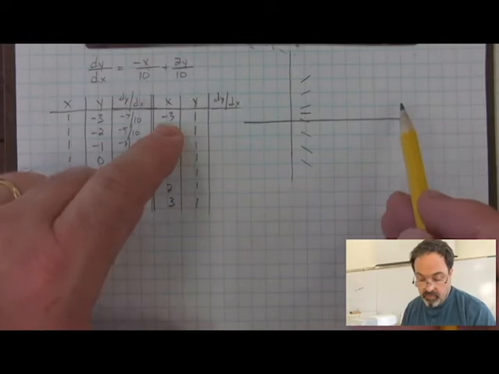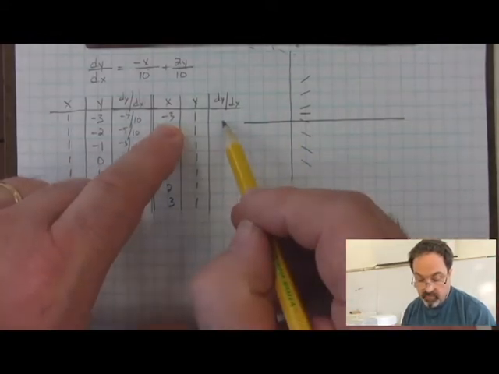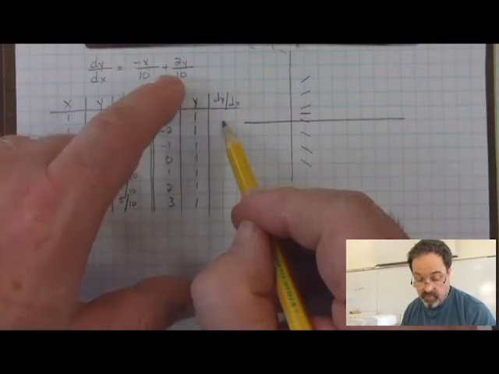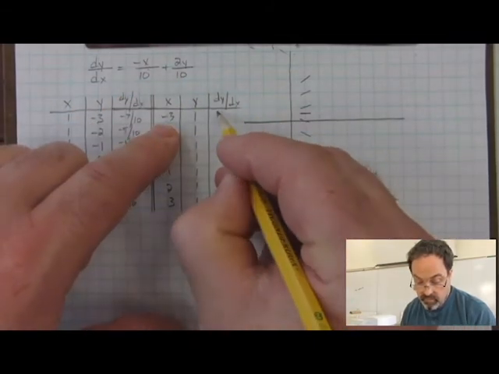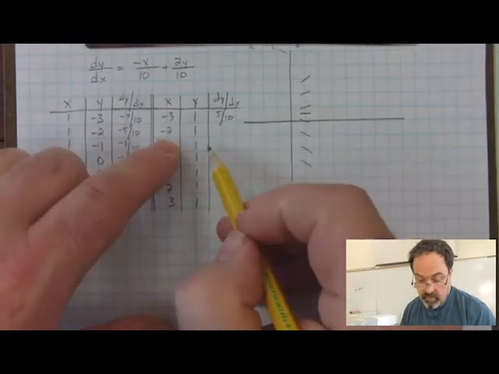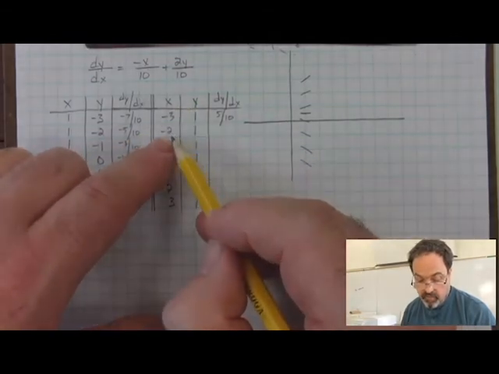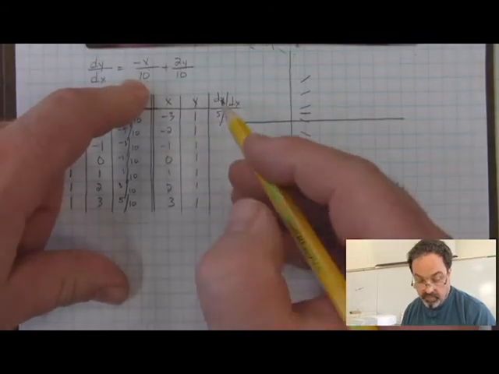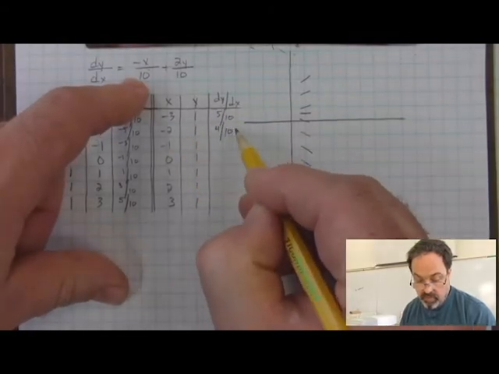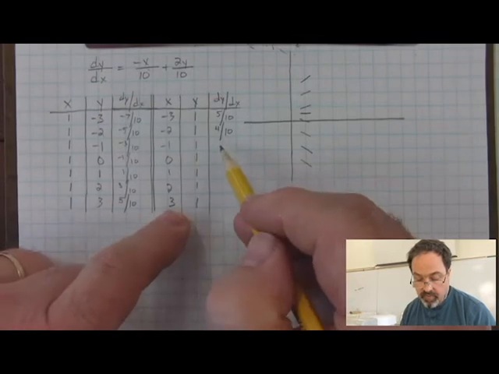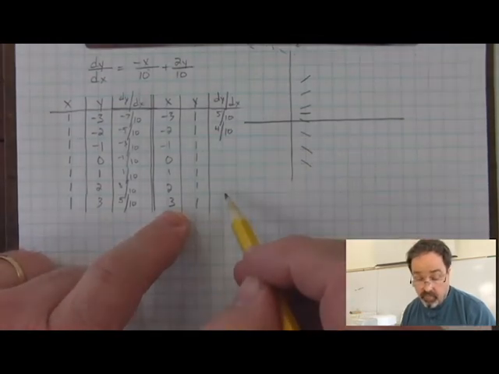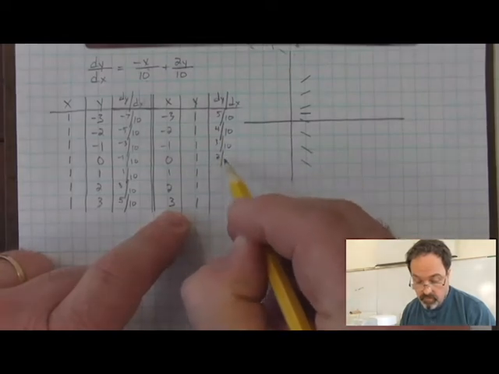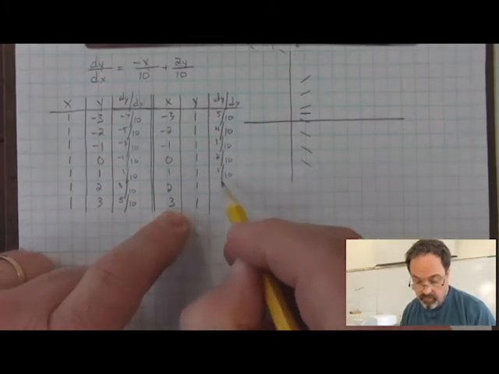If we put negative 3 in for x, we're going to have positive 3/10 plus 2/10 to make 5/10. When x changes to negative 2, it'll be positive 2/10 and 2/10, which is 4/10. And if x increases by 1 each time, I can see the trend in the derivative is going to go down by 1/10 each time, which will help me quickly fill in the table of values.